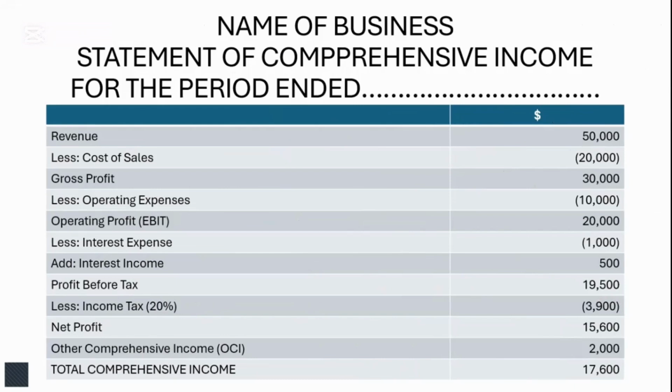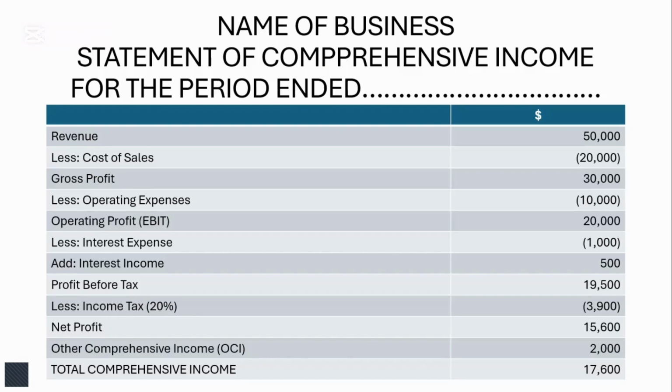So just reinforcing that, this is what the final statement is going to look like. Before, what we were showing is our working for each individual area. As you would see here, we have our revenue figure of 50,000. We will minus our cost of sales of 20,000 and arrive at our gross profit of 30,000. Afterwards, we minus our operating expenses of 10,000, and we arrive at our operating profit, which is our earnings before interest and tax of $20,000.